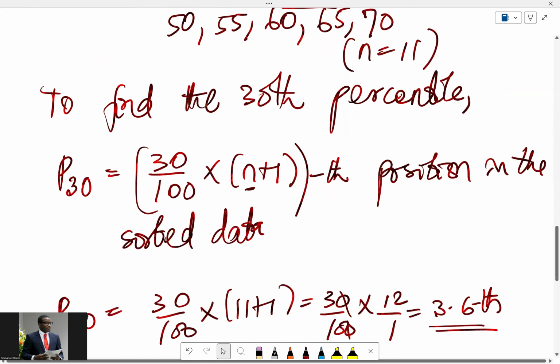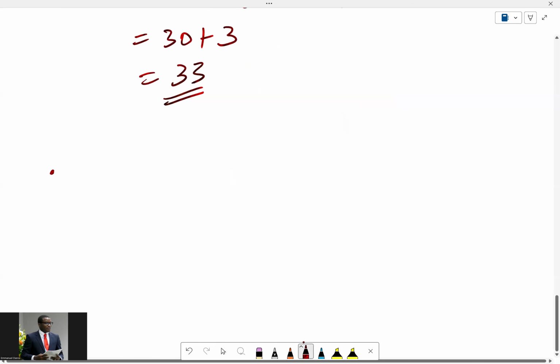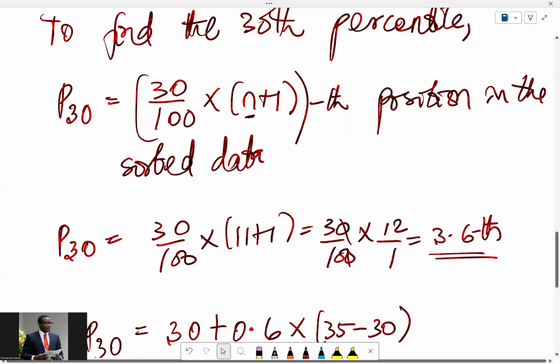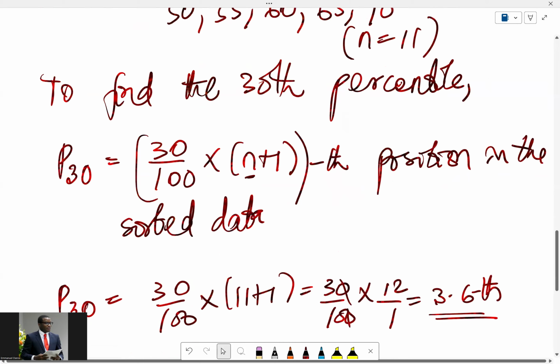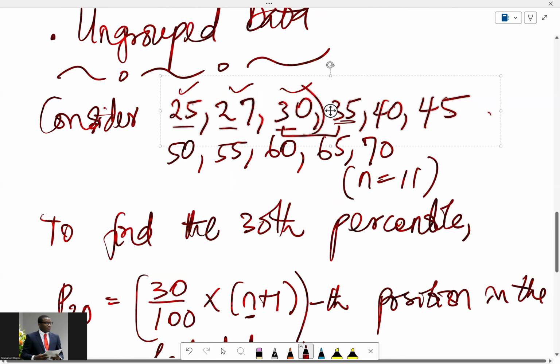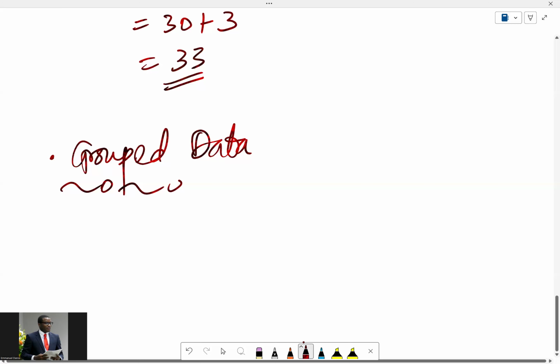So let's talk about grouped data now. If this were to be a whole number, if the answer, for instance, was 3, the 30th percentile would just be 30 straight. But if it was 4, for instance, the 30th percentile would be 35. That's the fourth number in the series, I mean, in the data. So that's how that goes.